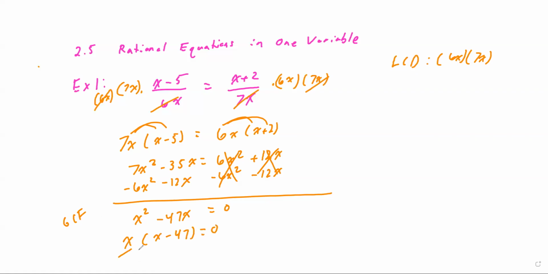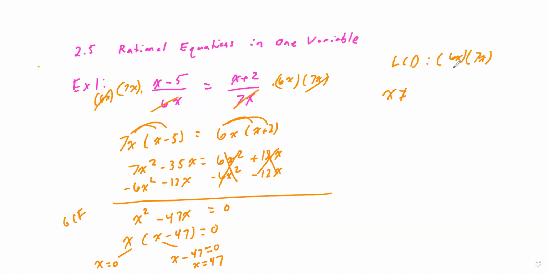And when I see that, I can then set these two factors equal to 0. So I get x equals 0 and x minus 47 equals 0. So therefore, x equals positive 47. Now, what happens here, you have to watch out, is you also have to figure out what x cannot equal. And x cannot equal anything that's going to make the denominator 0.